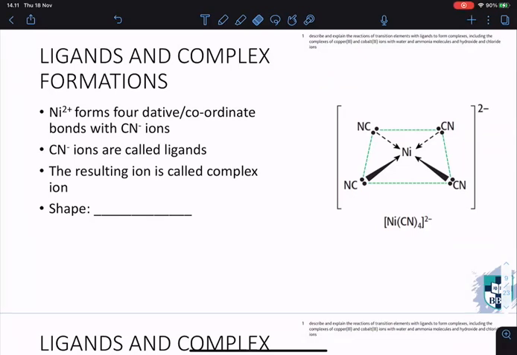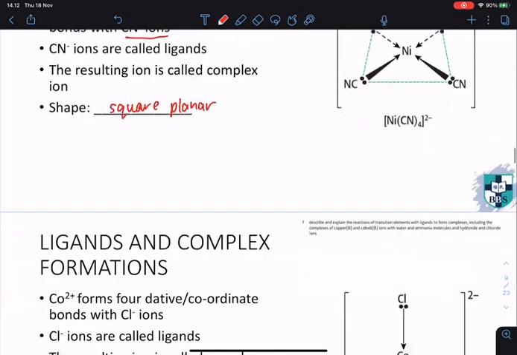They will form 4 dative bonds with cyanide ions according to the picture over there. The cyanide ions are called ligands, and the resulting ion is called a complex ion. The shape, you already learned this last time. This is going to be square planar. All these are under shapes of molecules. You can actually go and read further.